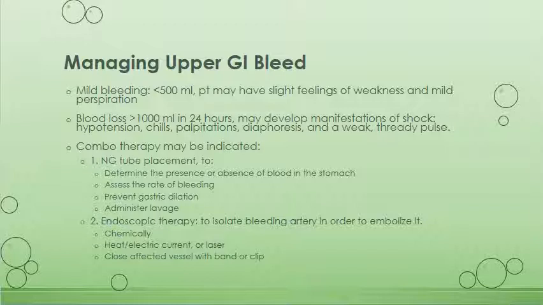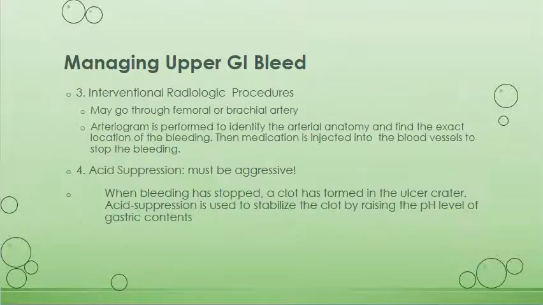Endoscopic therapy is sometimes done to isolate the bleeding artery in order to embolize it or clot it. This clotting can be done either via chemical method or heat, electric current, or laser, or close the affected vessel with a band or a clip. But the point is to stop the bleeding.